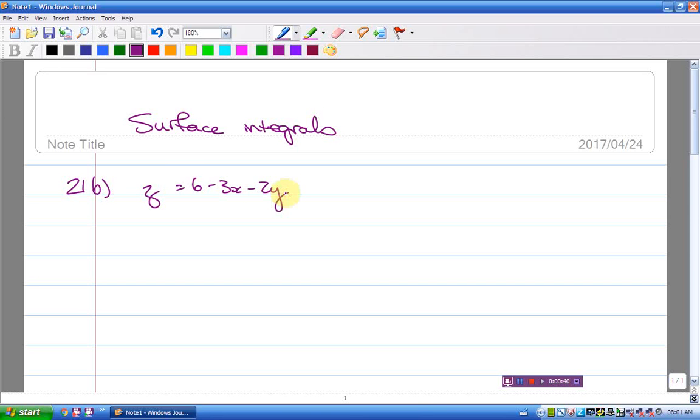Okay. S is that portion of that plane which lies in the first octant, projected onto the xy plane. Well, this is one of those planes where, planes are tricky to draw. But if you work out where this plane intersects the axes, you'll find it intersects at 6 over here, at 2 over there, and at 3 over there.